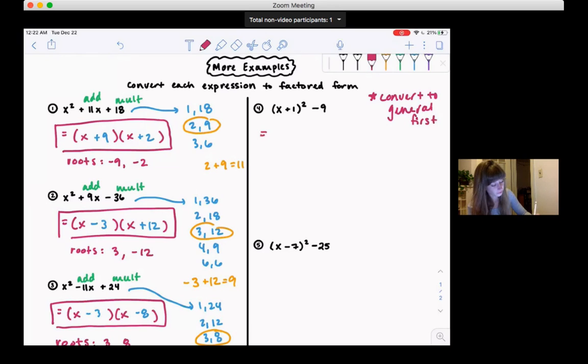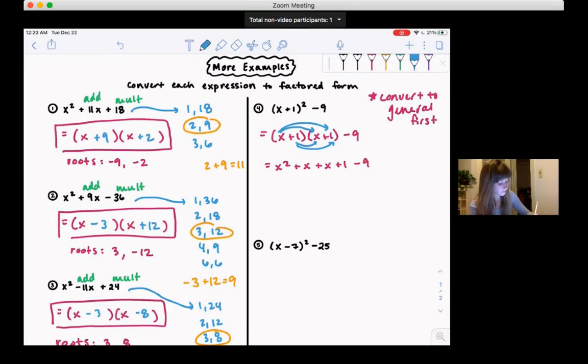So we might remember from last lesson that to turn this into general form, we expand that exponent, so x plus 1 times x plus 1. We still have -9. Then we do first, outer, inner, last. That's going to give us x squared plus 1x plus 1x plus 1, and then -9.